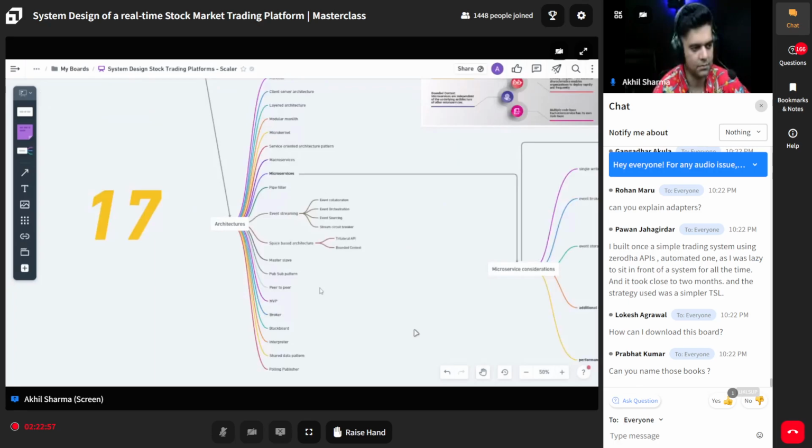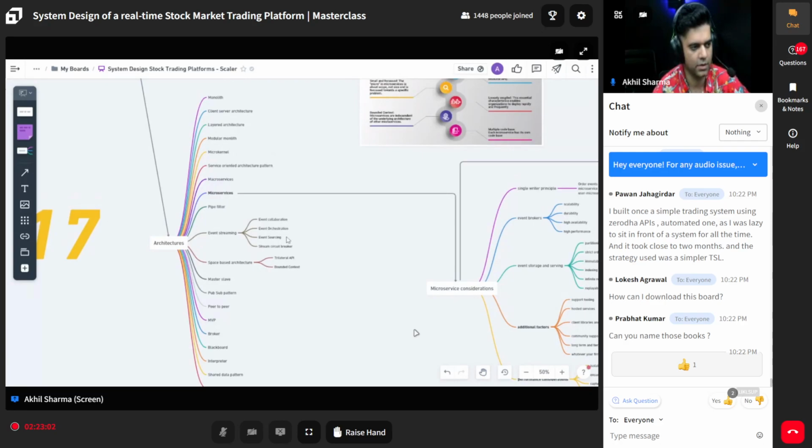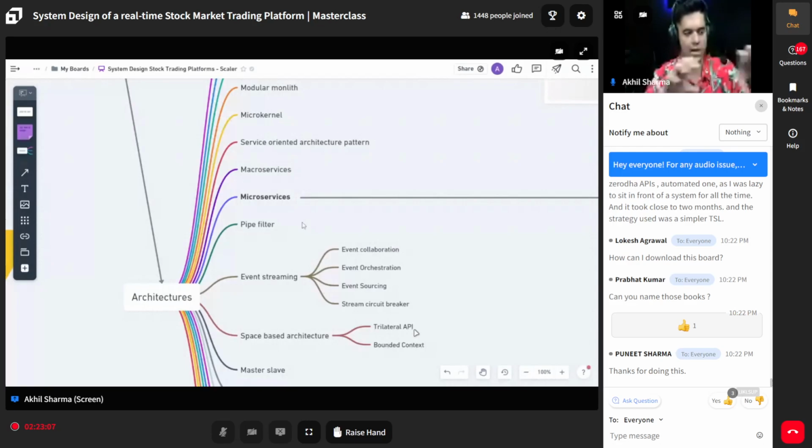Insane value. Okay, so architectures, what kind of architectures would you use? In our case we are using microservices architecture. We want to divide our business logic into multiple parts, and we'll have thousands of microservices. They need to interact with each other.